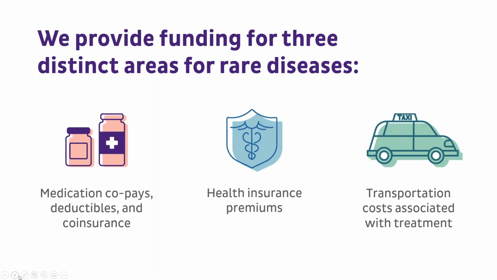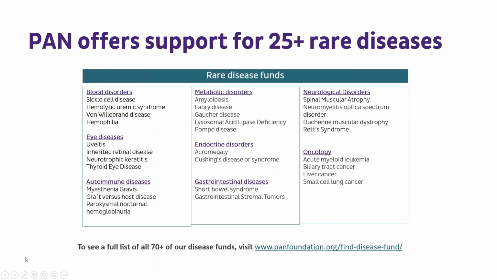Also, all of our programs are allocated in the form of what's called financial grants to help patients pay for prescribed medications, transportation, and I also mentioned insurance premiums. As I mentioned previously, there are more than 25 disease funds that help cover rare diseases. Overall, as mentioned before, we provide assistance for more than 70 diseases, ranging from chronic, rare, and oncology diseases.